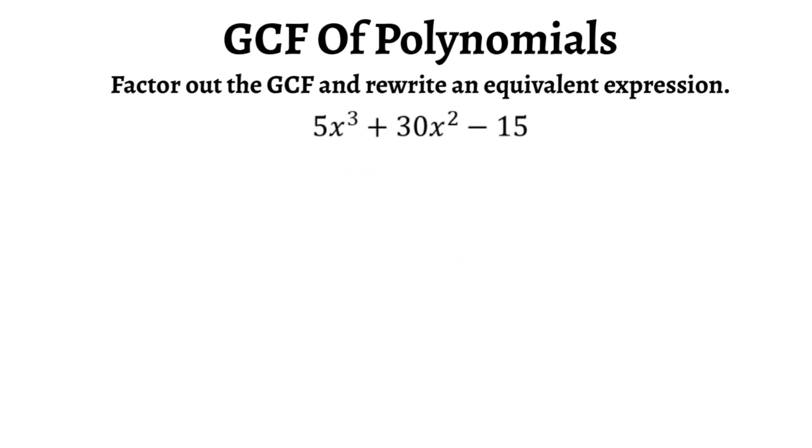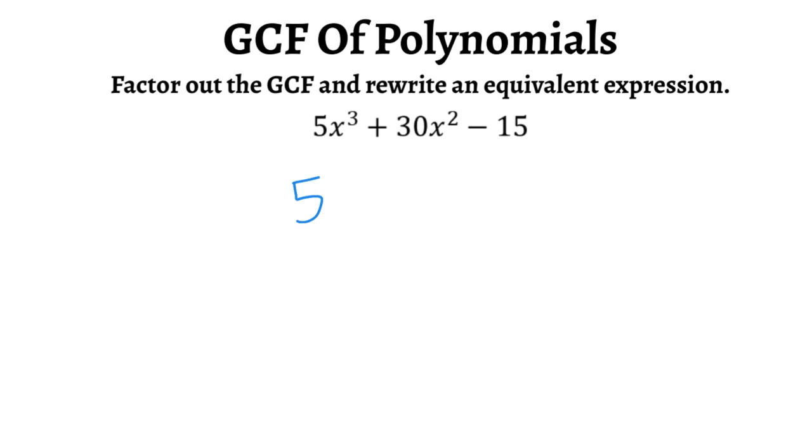I have 3 terms. Let's look at the numbers. What do all 3 numbers have in common? What's the greatest thing that they are all divisible by? And yes, they all are divisible by 5. This can be divided by 5, this can be divided by 5, and that can be divided by 5. If you want, make a list of all the factors of the numbers, and you're going to see that 5 is the highest factor that they all share in common. So the GCF is 5.